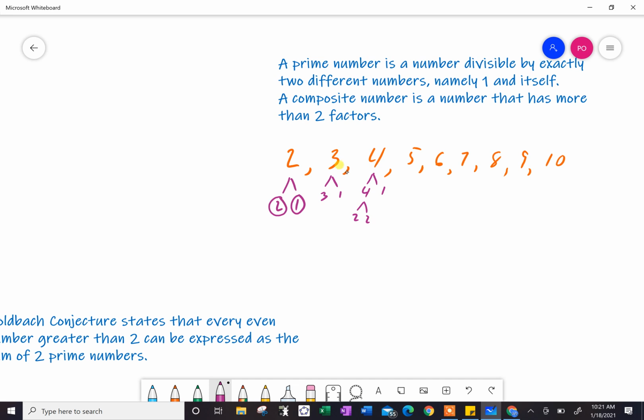elementary school. Phoebe, what do you call these? When you have something like this, what's this called? A number what?